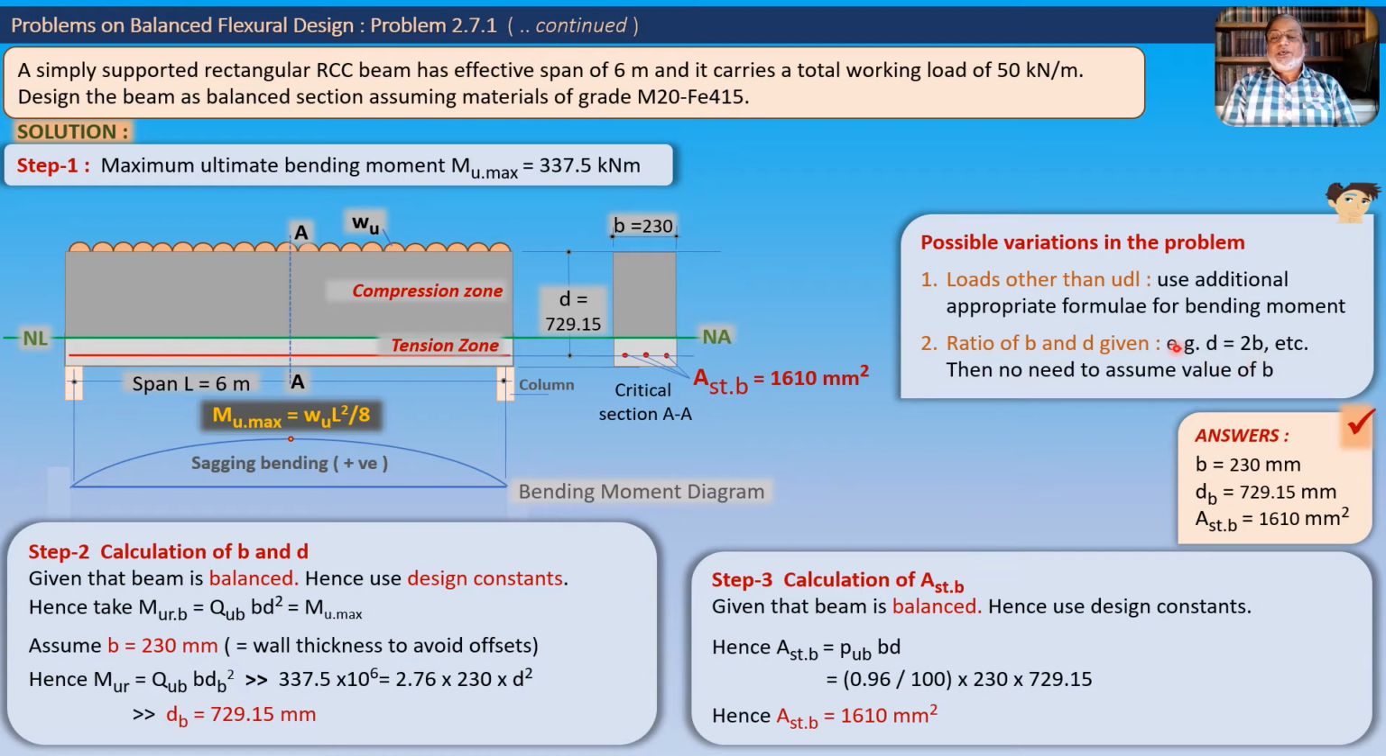Or they may sometimes give you the entire cross section also, b and d both. In that case, that step 2 is already over. You have to directly switch to step 3 and calculate simply the area of steel. So in case the values are not given, we are assuming the values with some logic. But if the values are given, obviously we will have to take the values as they are given. So this was the problem 2.7.1, and now we will proceed for the next problem, in which we will discover some new details of the same type of design problem.